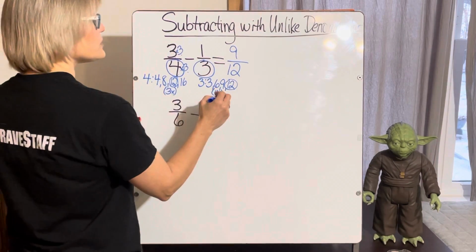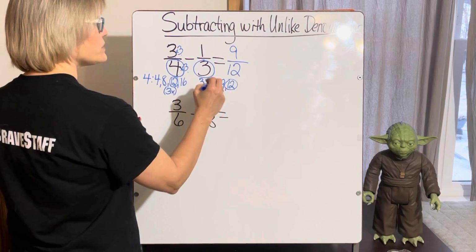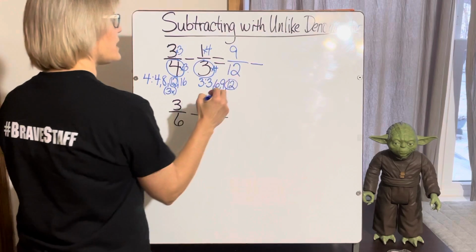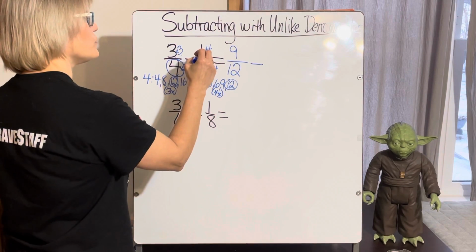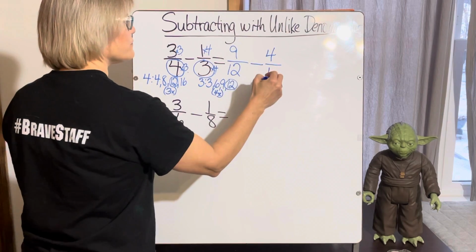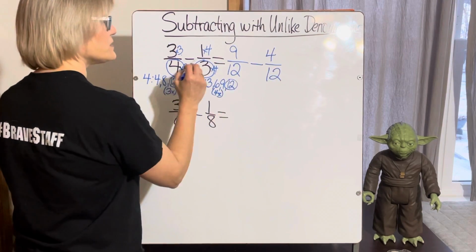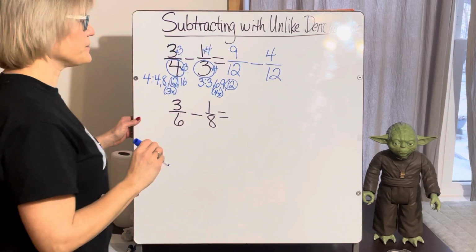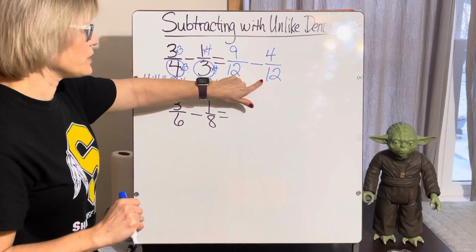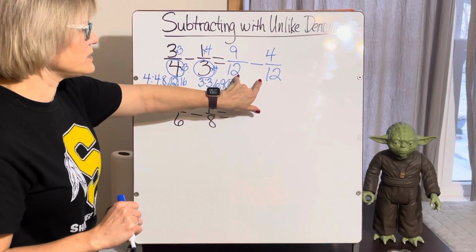Now I'm going to take this 4 times and bring that up, subtract, and then I'm going to do 1 times 4 is 4, 3 times 4 is 12. 4/12 is equivalent to 1/3. So now I can subtract 9/12 minus 4/12. I've got my common denominator.